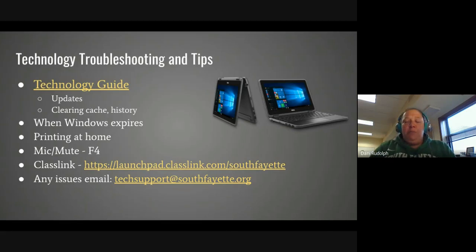A lot of questions we've been having this year are when Windows expires. Unfortunately, since a lot of the students are off campus this year, they have not connected with the school network in so long. So usually it's about 3 to 6 months if the computer is away from the network that a screen will pop up. It's green and it'll say Windows is about to expire.